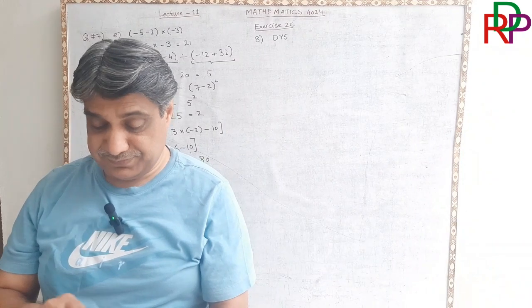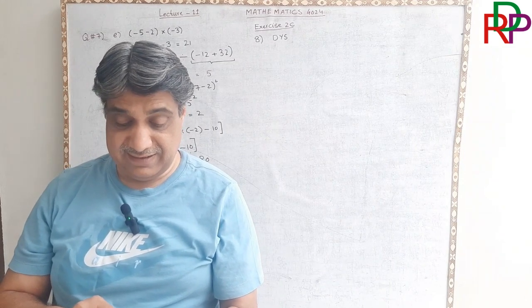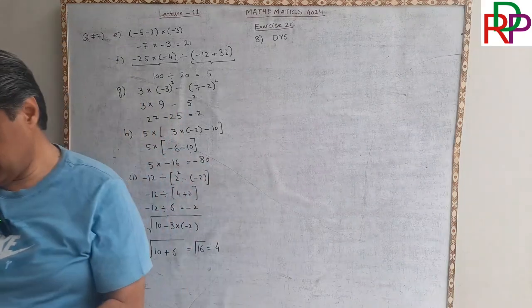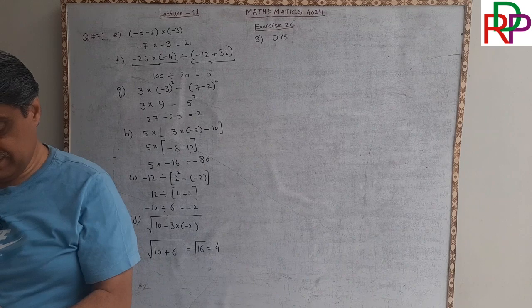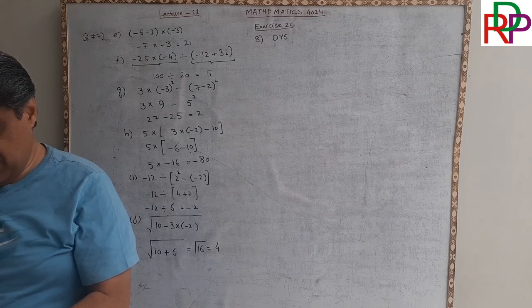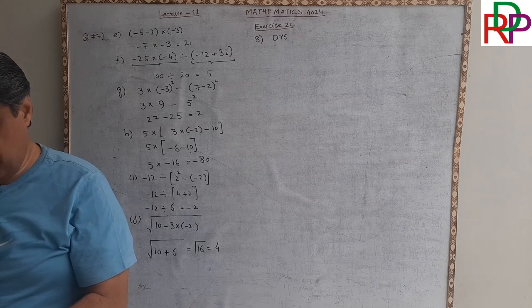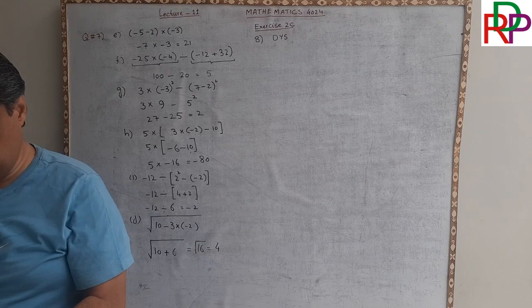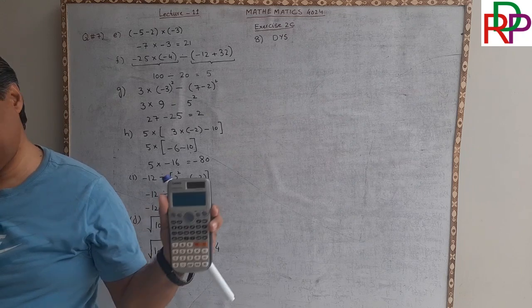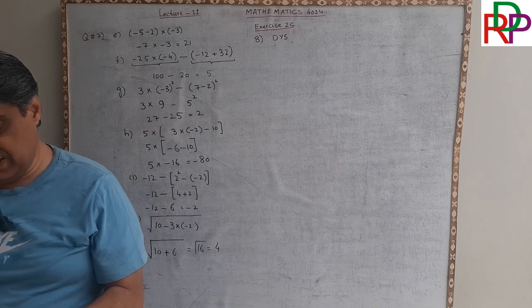Okay, ladies and gentlemen, if I do the last one, which is under the root, I have to press the under root symbol directly, then parenthesis, and then write 10, then minus, 3, multiplied by minus 2, parenthesis close, and the answer is 4. You can see the answer there as well.